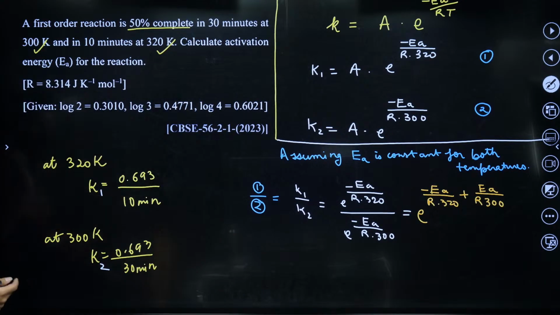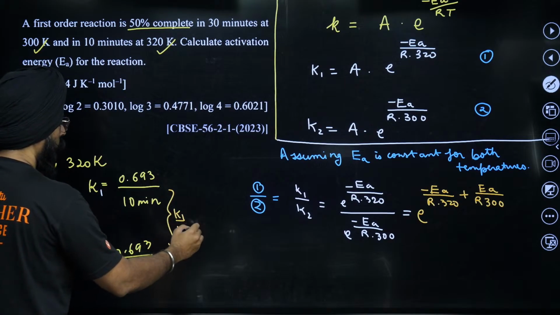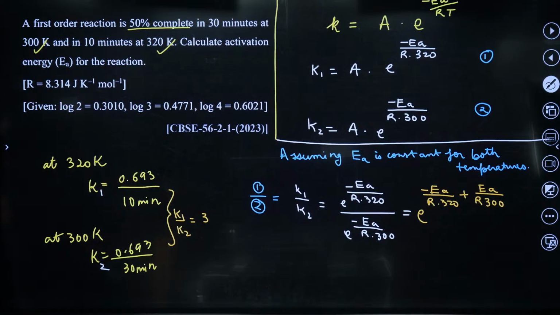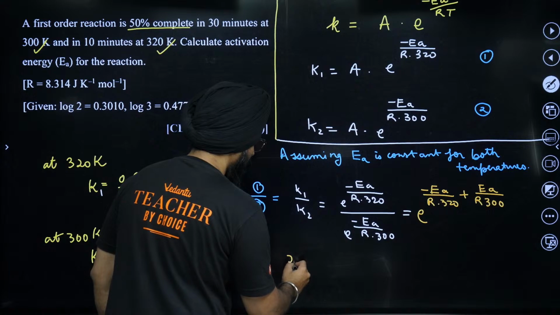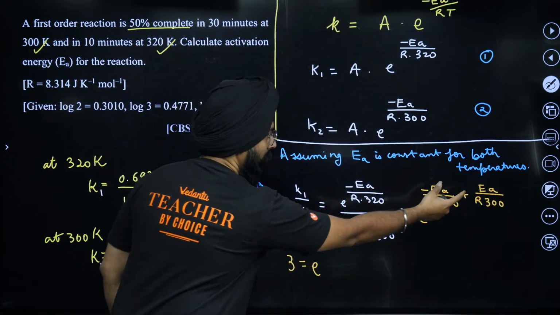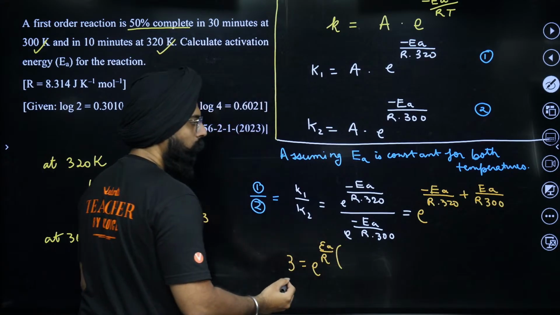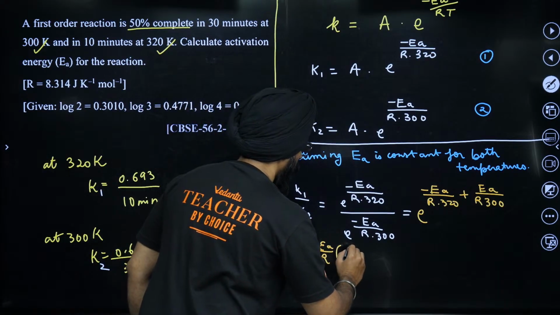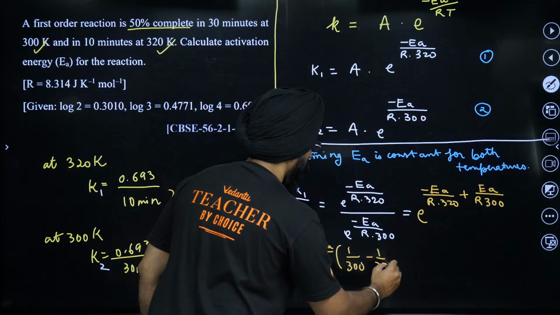What will be K1 by K2? If I see K1 by K2, just divide these two things, 0.693, 0.693 cancel, you will get 1 by 10 upon 1 by 30, 30 will come upstairs. So simple. So K1 by K2, which is 3, is equal to E to the power, let's take EA by R common, into 1 by 300 minus 1 by 320.